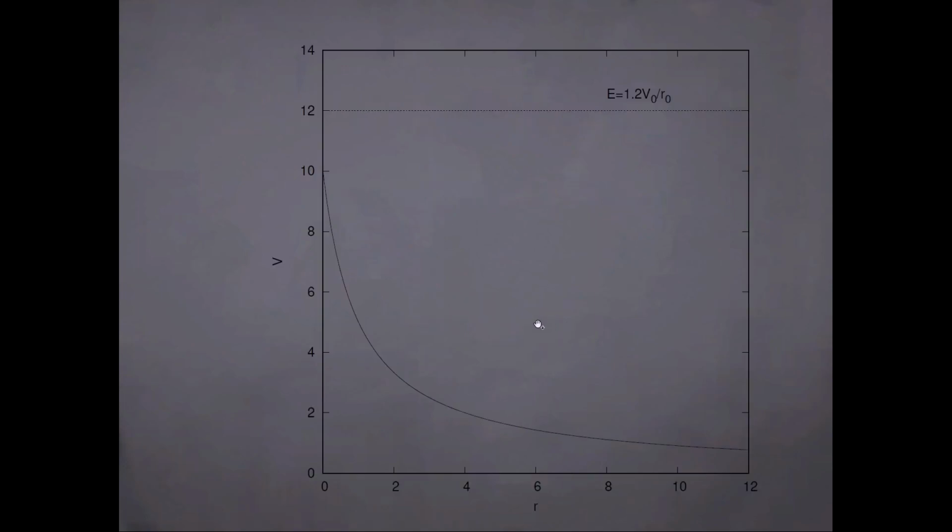So it is very straightforward to perform this evaluation, and I've represented some of the results as a series of figures. This would be the potential as a function of radius in unspecified units, and we are studying the case where the total energy has the value here.